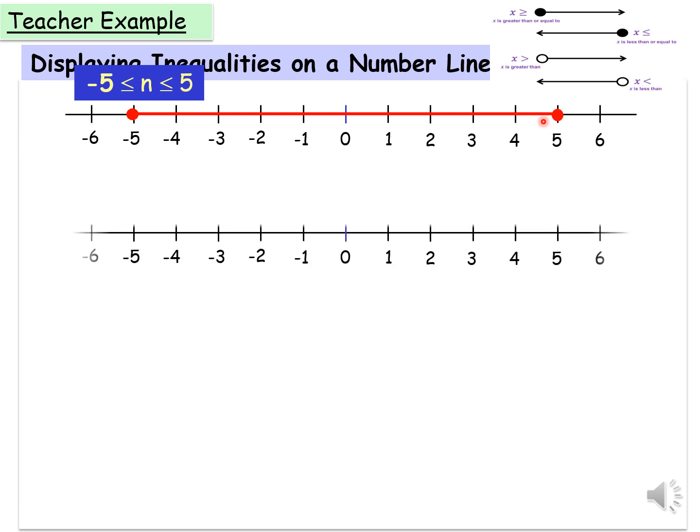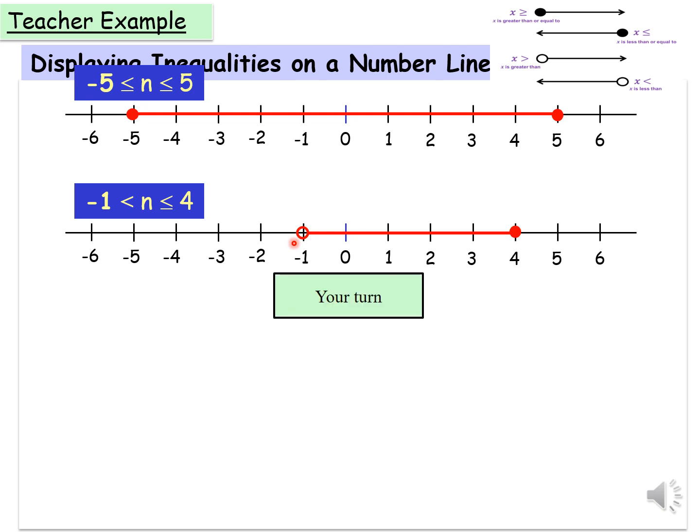Next one, next example. Okay, so n is between -1 and 4. So we draw a circle on -1 and we draw a circle on 4. But be careful, for the 4, n could be equal to 4, so we color in 4, but n cannot be equal to -1, so we leave this one uncolored. Like this.